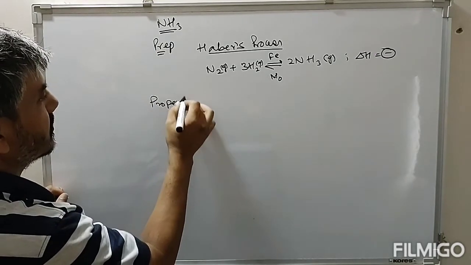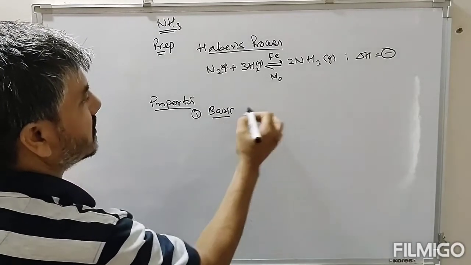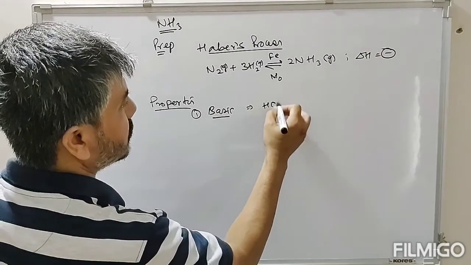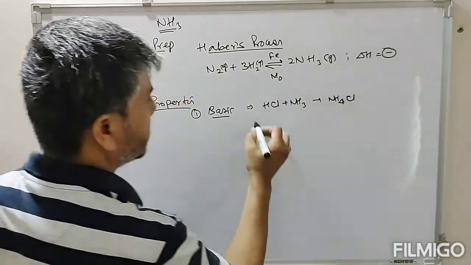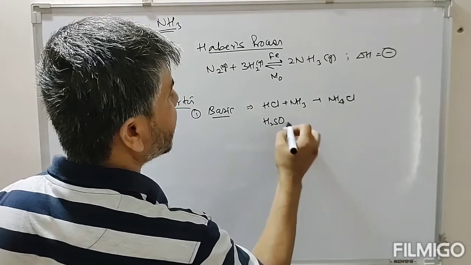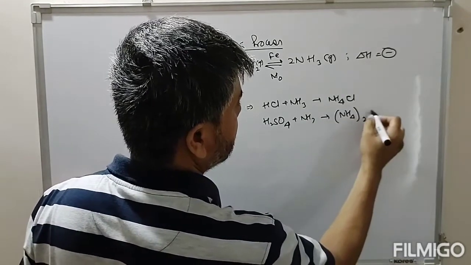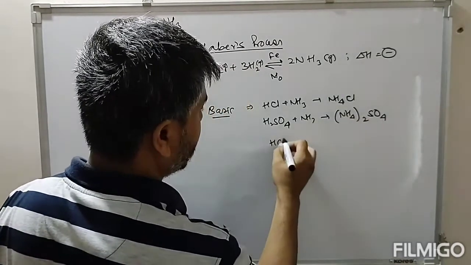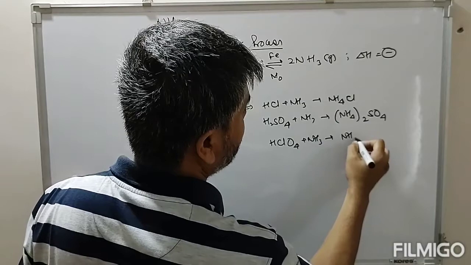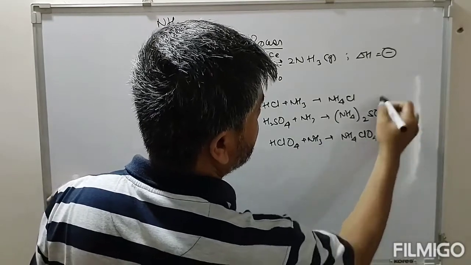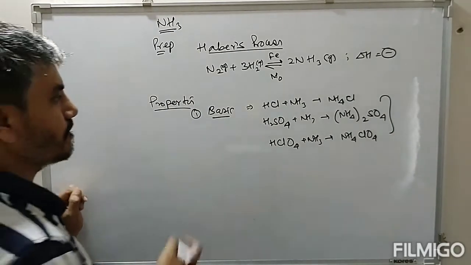Coming to properties, as shown, ammonia is basic. It reacts with acids to give salts, ammonium chloride. It reacts with sulfuric acid to give ammonium sulfate. It reacts with perchloric acid to give ammonium perchlorate, etc. So this shows the basic property of ammonia.